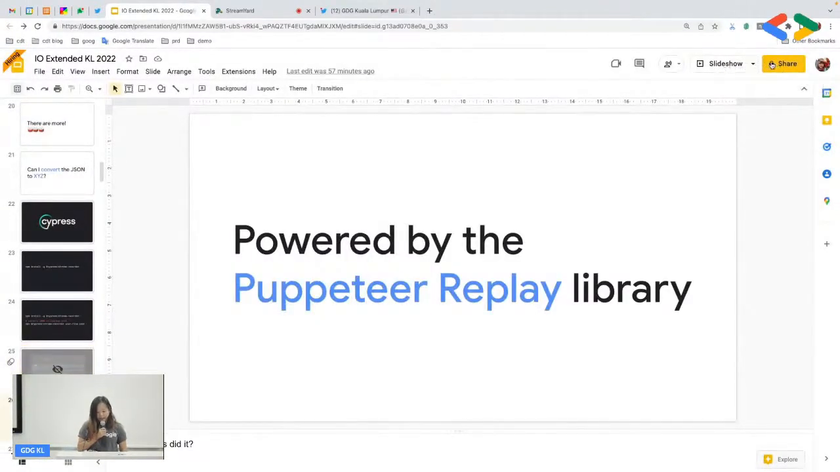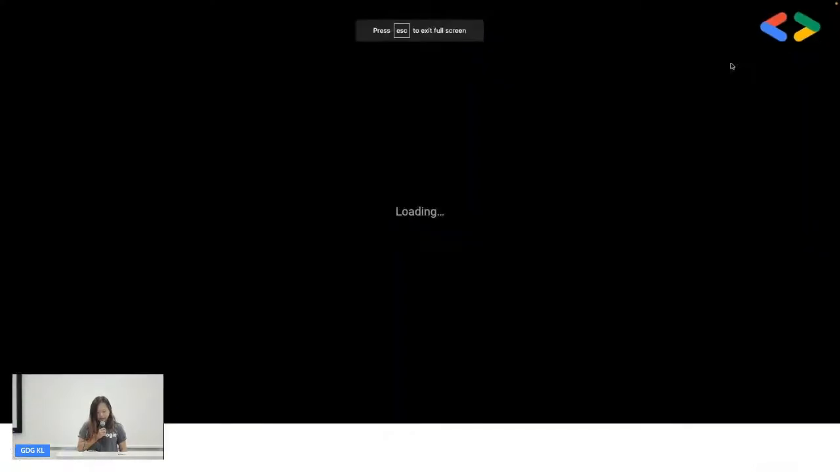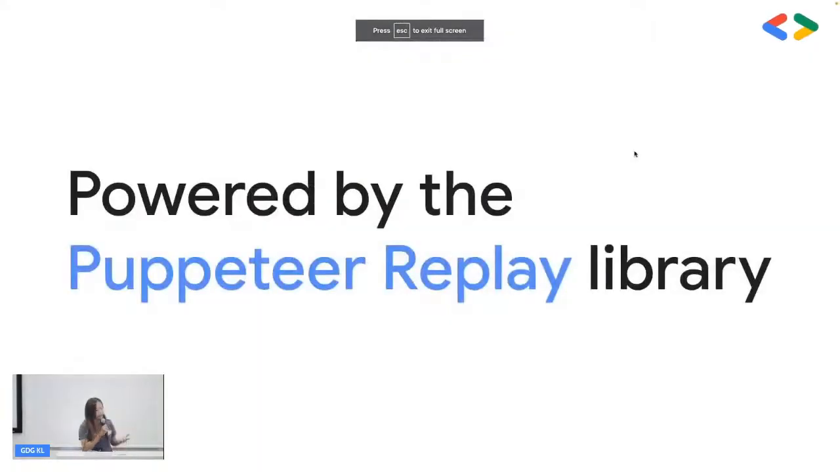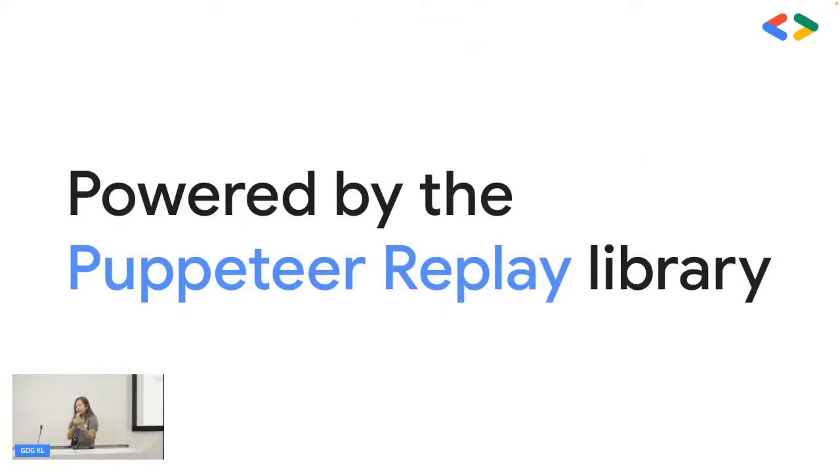So that's one way that you can do it. How can Cypress convert the JSON file to their format? It's because we also open sourced another library called Puppeteer Replay, which lets you create an adapter to convert the script, each step or all the steps, or add your own step before a step. It provides an API for you to convert your script, so this is powered by the Puppeteer Replay library.